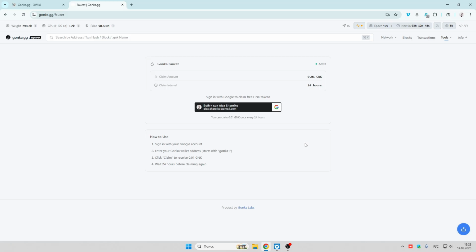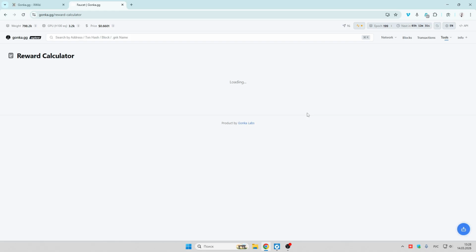After registering, for example, by using your personal Gmail account, you will be able to clearly observe exactly how you can receive it. You can get the 0.001 CNC once every 24 hours. So go ahead and register, get it, and let's move on. The reward calculator is an awesome thing.